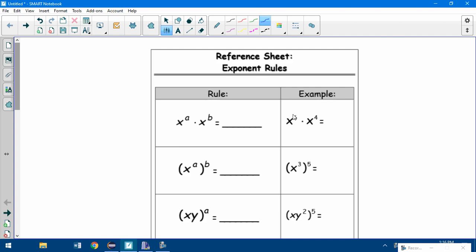Anyways, the first exponent rule, let's do the example first. If I have x to the 6th times x to the 4th, what do you think that's going to equal? Well, think about what that really means. I've got 6 x's, 1, 2, 3, 4, 5, 6, and I have 4 x's, 1, 2, 3, 4. So really, how many have I got? I got 10. So this is the same as x to the 10th power.